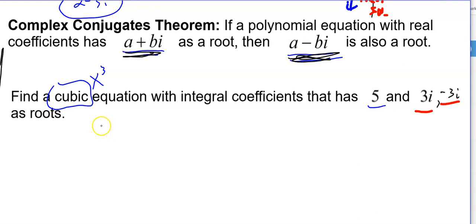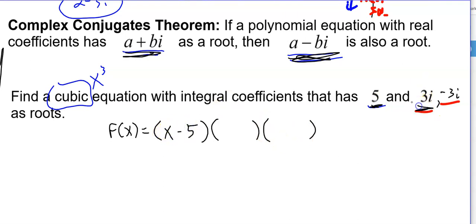Okay, so we're going to write an equation. I'm just going to call this f of x. There are 3 solutions, so I'm going to write the 3 factors. This one will be x minus 5, right? x minus the solution. This one will be x minus 3i. And this last one will be x minus negative 3i, which is x plus 3i.